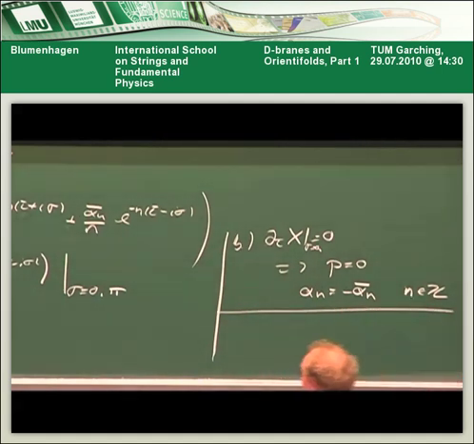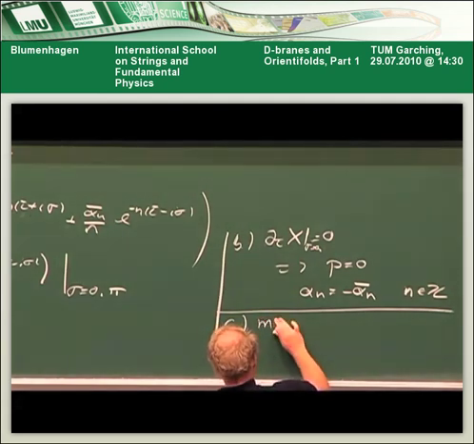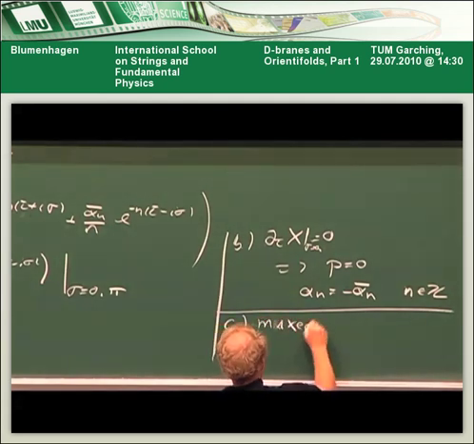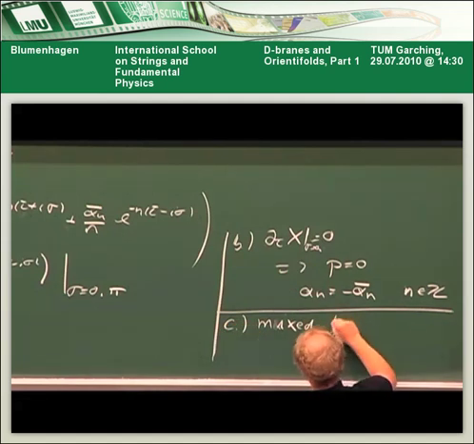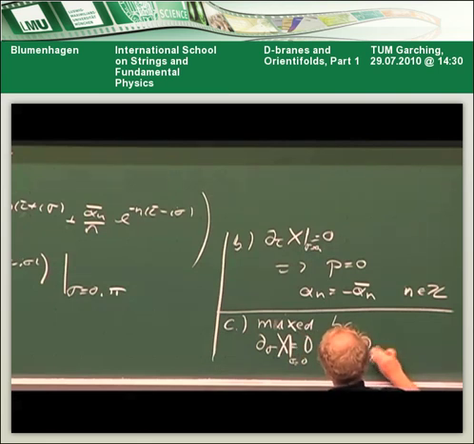And one of the exercises in the tutorials later on will be to derive the quantization conditions here for mixed boundary conditions. So that you have, for instance, the derivative of x with respect to sigma vanishing at sigma equals 0, and on the other side of the open string, that is Dirichlet.